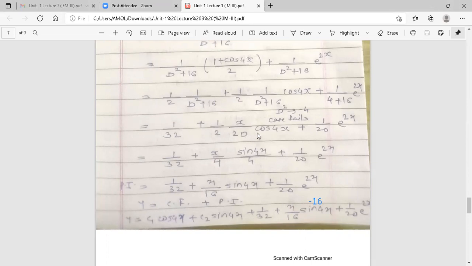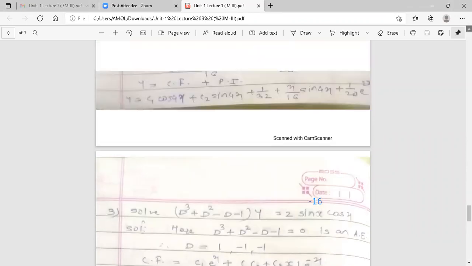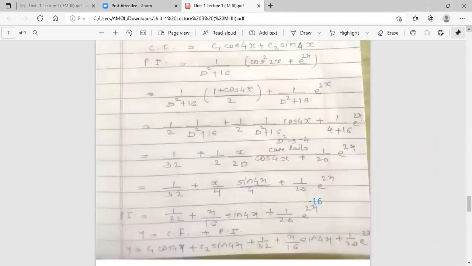1 by d integration of cos 4x is sin 4x upon 4. And after simplification, we have this PI. And so the general solution is y is equal to CF plus PI. This is your answer. So here the second case is over. First and second case are over. Thank you very much.